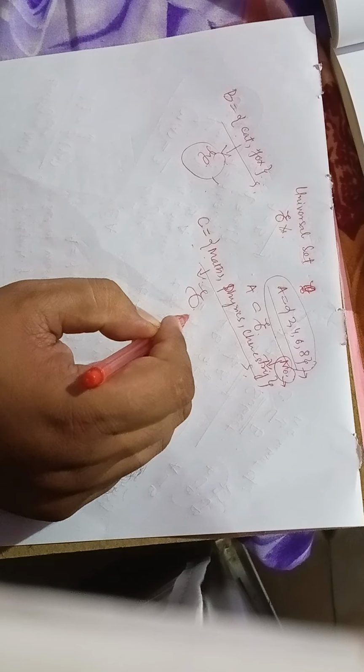And one more example I will give you. If C is equal to maths, physics, chemistry, C is the set of these subjects. Which is the universal set of C? All subjects. All subjects that exist in the universe is the universal set of this set C.